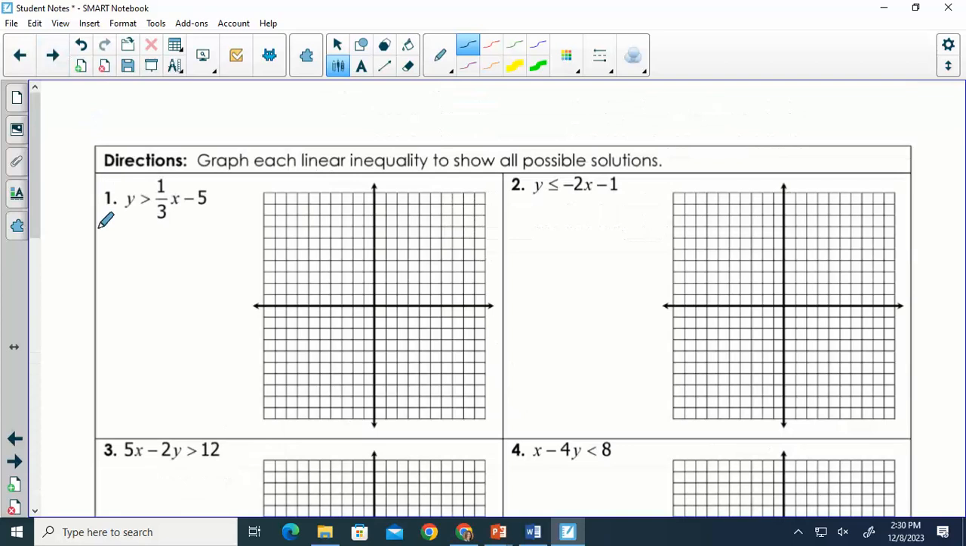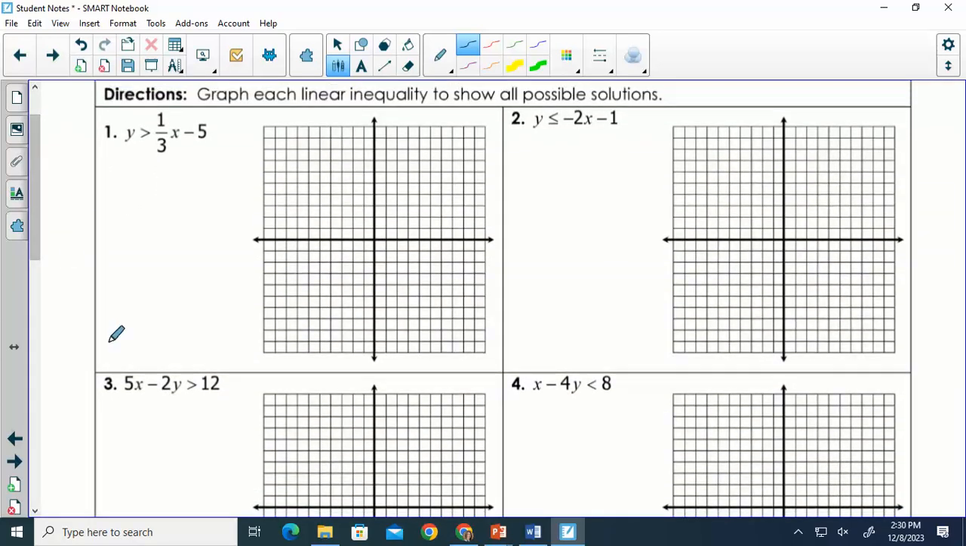Let's try another one. Alright, we're not going to do all of these, we'll do a few. So let's take a look at number 1. Actually, let's not do number 1. Let's do number 2. It's already in y equals mx plus b form. So we put a point at negative 1. My slope is negative 2, so down 2, right 1, or you could go up 2 and left 1.